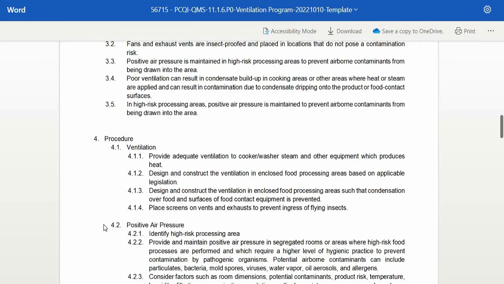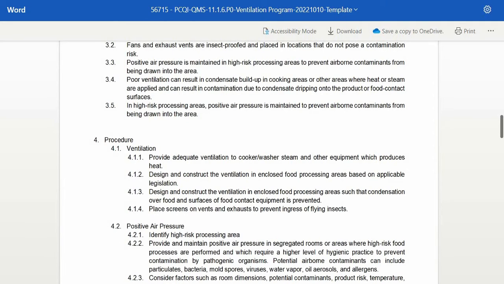Next is positive air pressure. First, identify high-risk processing area. Second, provide and maintain positive air pressure in segregated rooms or areas where high-risk food processes are performed and which require a higher level of hygienic practice to prevent contamination by pathogenic organisms. Potential airborne contaminants can include particulates, bacteria, mold spores, viruses, water vapor, oil aerosols, and allergens.